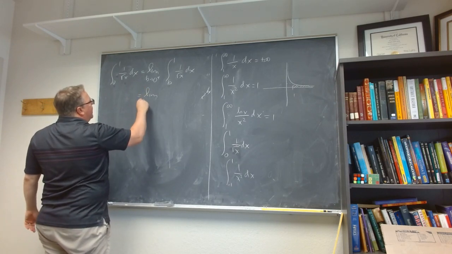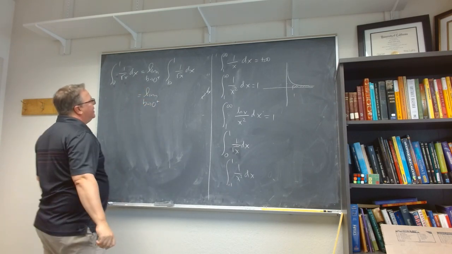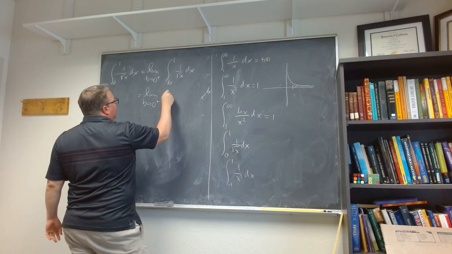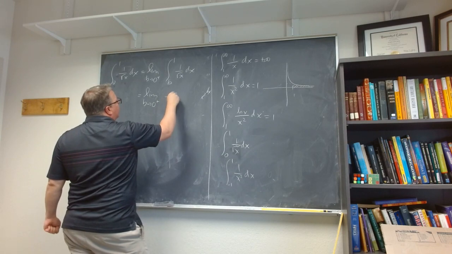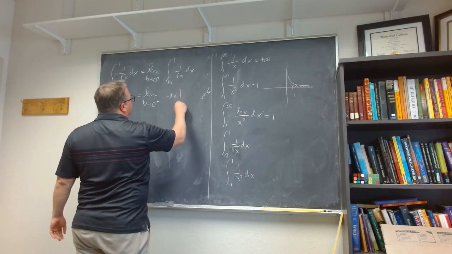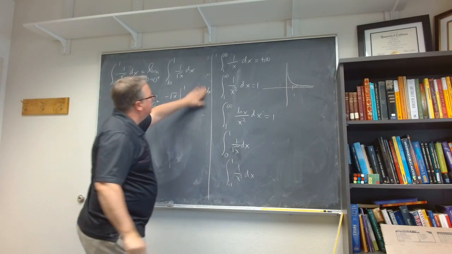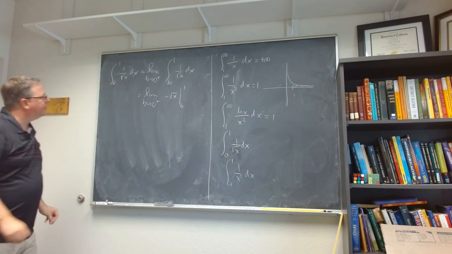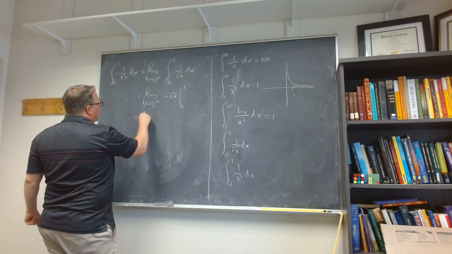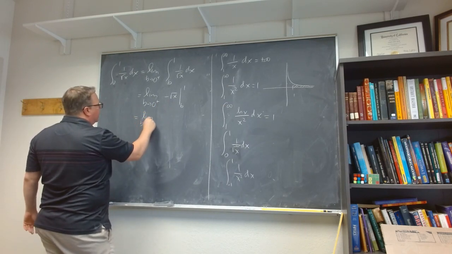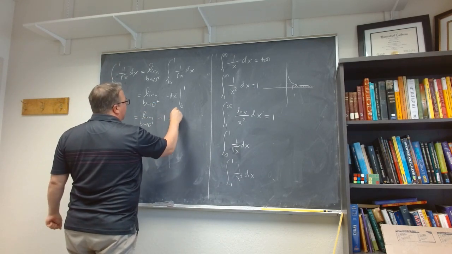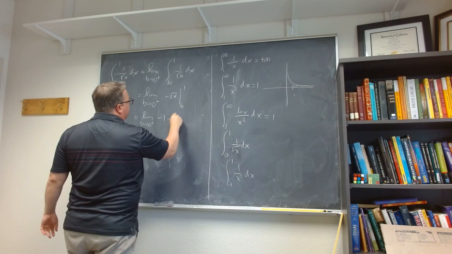So this will be the limit as b approaches 0 from the right. The antiderivative of 1 over root x is going to be negative root x. And we're going to evaluate from b to 1. And so now we plug in. So we're going to have the limit as b goes to 0 from the right. Negative 1 minus negative b.